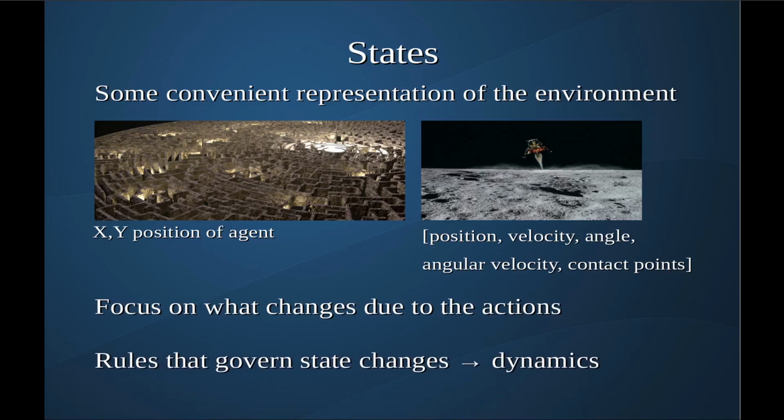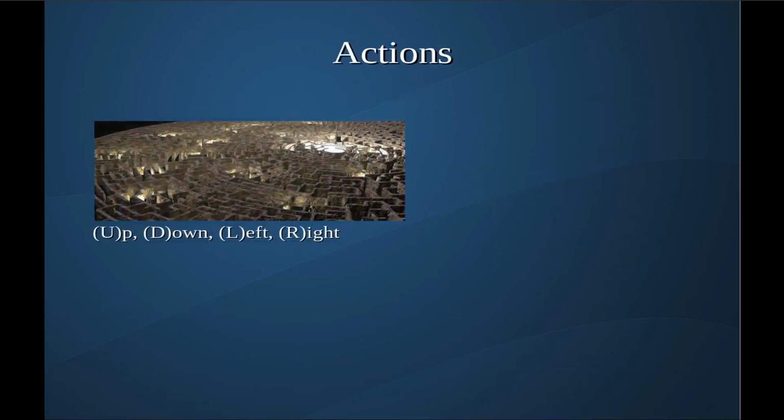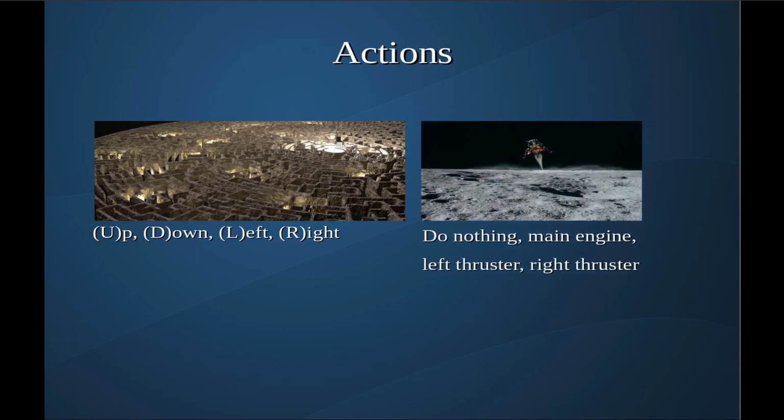The actions are a little simpler to understand. In the case of a maze-running robot, the actions would be just move up, down, left, and right. Pretty straightforward. In the case of the lunar lander, the actions consist of doing nothing, firing the main engine, firing the left engine, and firing the right engine. In both these cases, the actions are discrete, meaning they're either one or the other. You can't simultaneously not fire the engine and fire the right thruster, for instance.